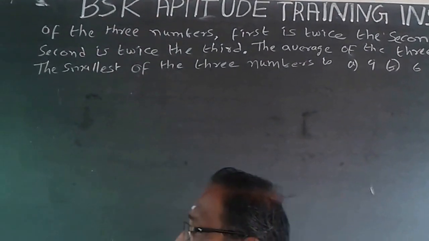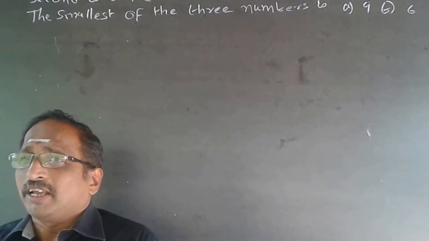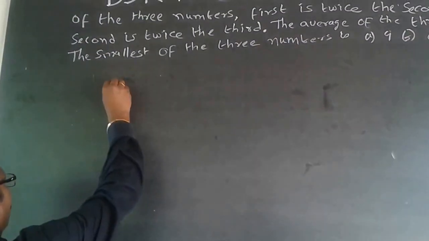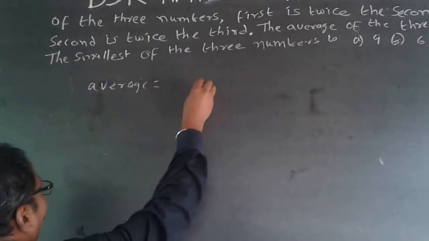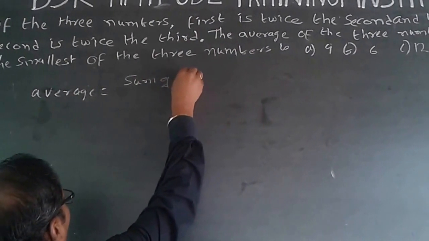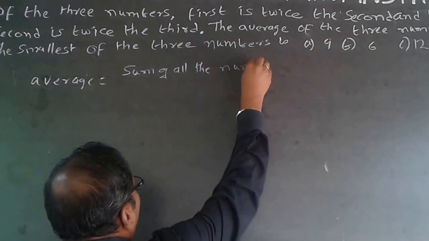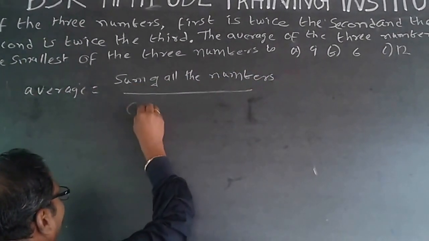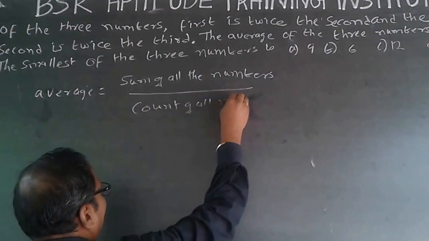So this is an average problem. Average is always the sum of numbers divided by the count of numbers. Whenever I talk about average, average will be equal to the sum of all the numbers divided by the count of all numbers.